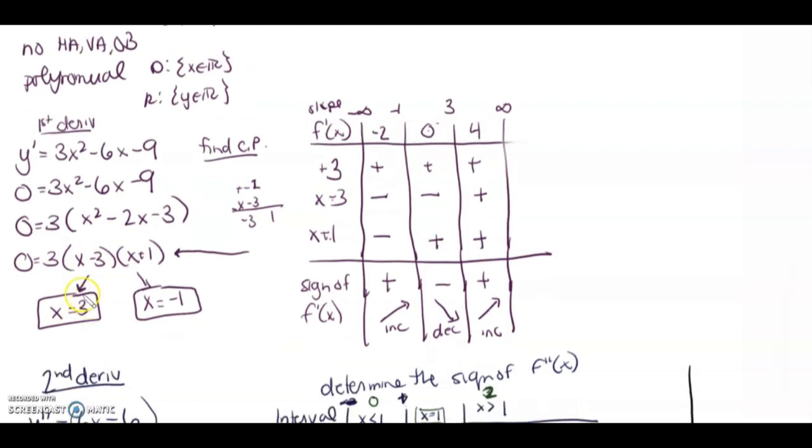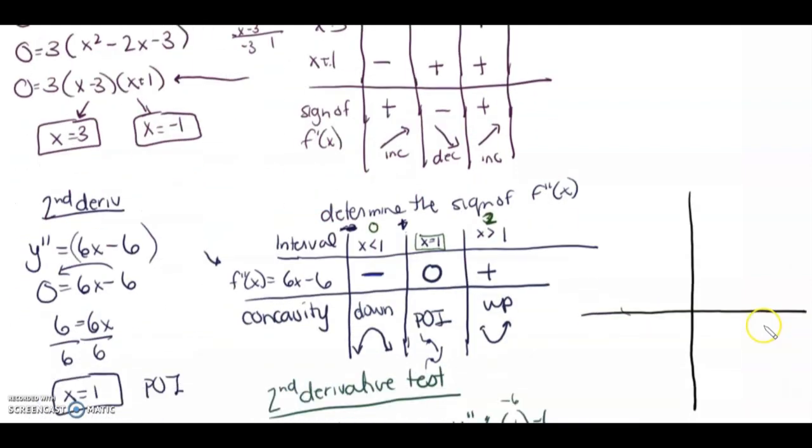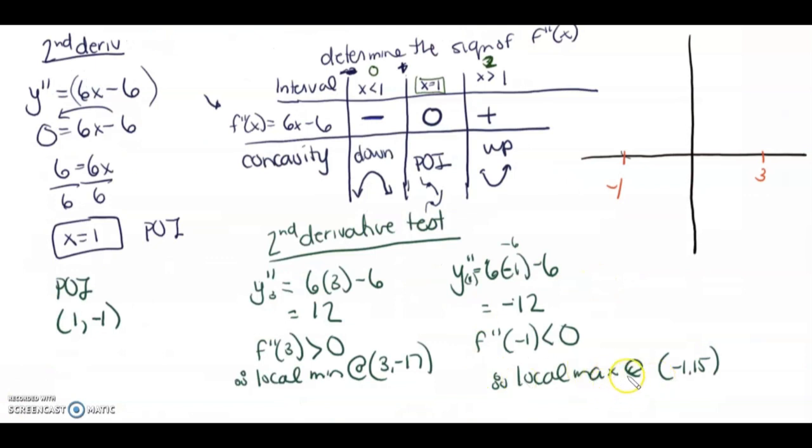Okay, so first derivative, critical points are 3 and negative 1. So at 3, we're going to have a turnaround point, and at negative 1, we're also going to have a turnaround point. Okay, so we're going to have that local max at negative 1 comma 15. So let's go ahead and plot a point there. We'll call that 15. And we're going to have a local min at 3 comma negative 17. Okay, so negative 17. What else can we read from our charts?